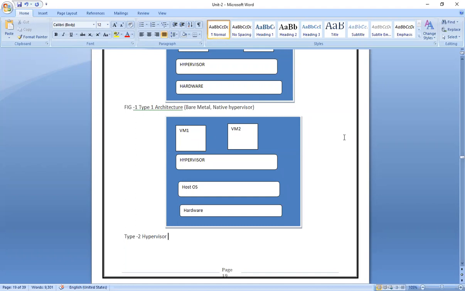Now the question is, which one is the right hypervisor? Means type 1 is right or type 2 is right? Which one is good, type 1 or type 2? So depending on the conditions, sometimes type 1 hypervisor will be good, sometimes type 2 hypervisor will be good.